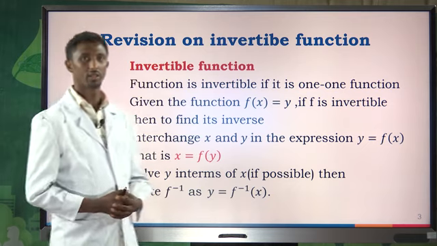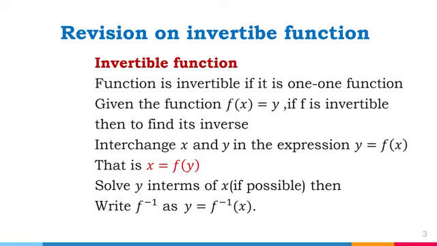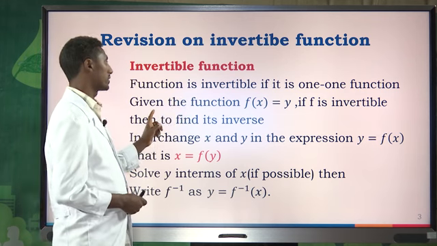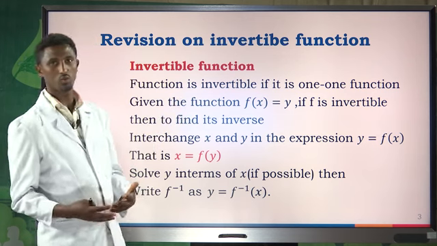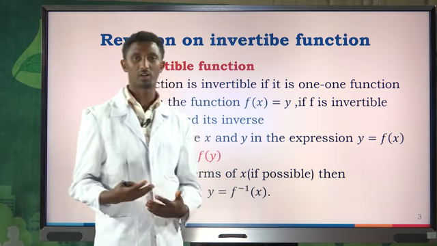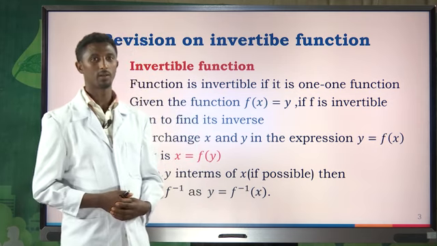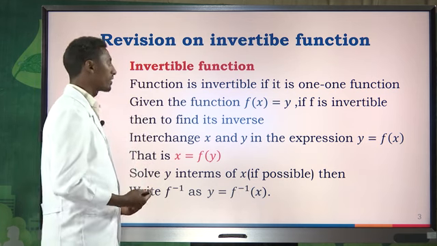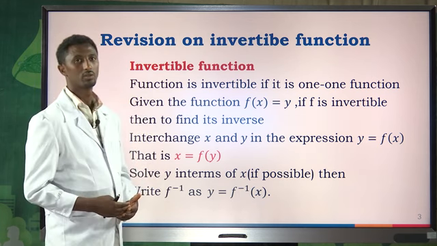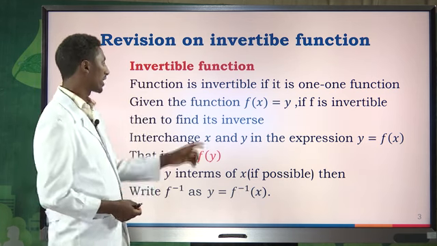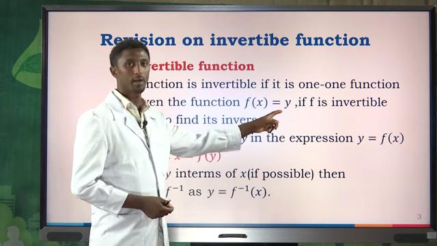So what's an invertible function? A function is invertible if it is one-to-one. If it is one-to-one, we can say a given function is invertible, meaning its inverse is also a function. So how can we find the inverse of a given function? f of x equals y.